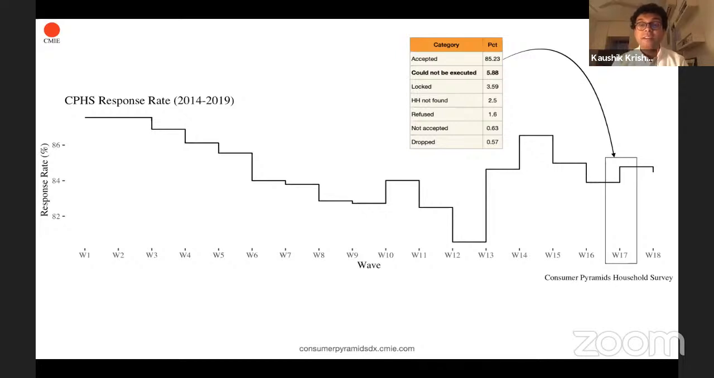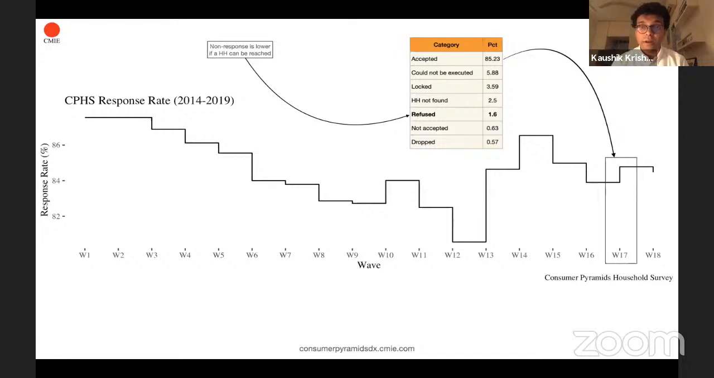In fact, the trend is very similar to what I'm showing you in wave 17, but let's stick to wave 17 because I said to you that this is the talk before the lockdown, and so we'll keep it to that for now. If you look at the number of households that refused, it's a very, very small portion, 1.6% of all households in the sample, not 1.6% of non-response. 1.6% of all households in the sample didn't participate in the survey because they refused. Okay, everything else could not be executed.